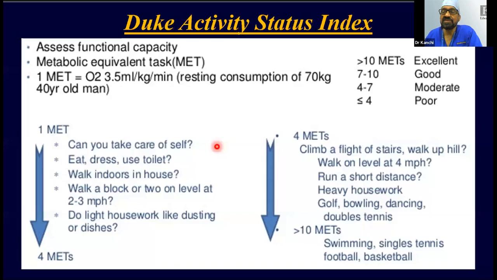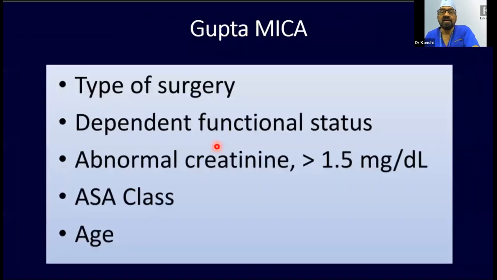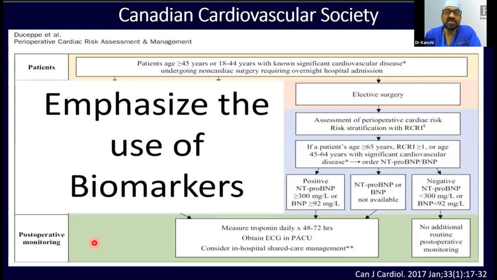And another index which has been highlighted, not exactly recent, but in the last 10 years, is the Gupta Myocardial Infarction Cardiac Arrest Index, which is used to estimate the risk of myocardial infarction or cardiac arrest. It includes high-risk patients who have been managed with current medical practices and surgical techniques. It includes 5 parameters. What is the type of surgery? What is the functional status? Is the renal function abnormal? What is the ASA class? And what is the age of the patient? Depending on that, this risk score has been found to have better discriminative ability and predictive accuracy as compared to the revised cardiac risk index.